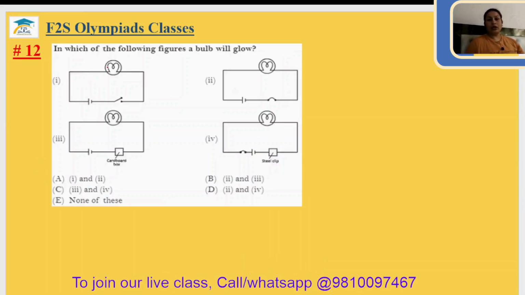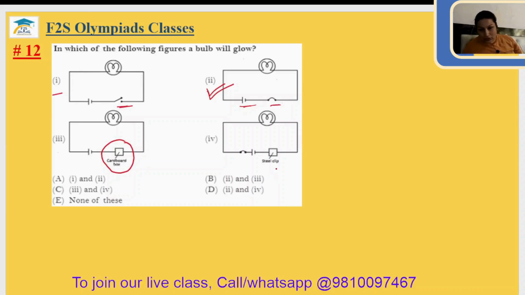Question number 12. In which of the following figures will a bulb glow? In the first one, the bulb will not glow because the switch is open, which means it is in off condition. In this one, the bulb will glow because the switch is in on condition, or you can say a closed circuit is there, and the bulb is here and the power is also here. And in the third one, the cardboard box is kept here. If a cardboard box is kept in the circuit, then the electric current cannot pass, as the cardboard box is a bad conductor of electricity.